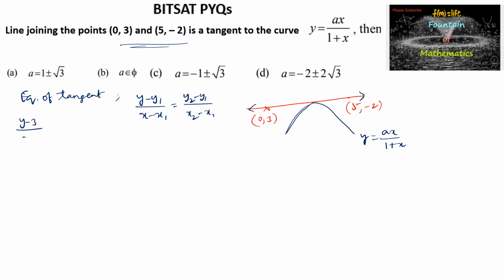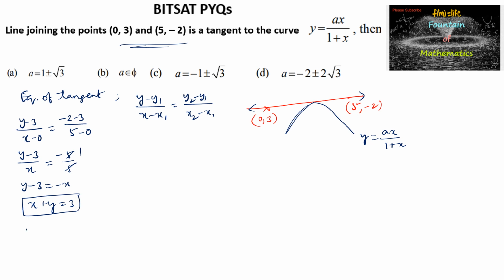y minus 3 upon x minus 0 is equal to y2 minus y1, that is minus 2 minus 3, upon x2 minus x1, that is 5 minus 0. So y minus 3 upon x is equal to minus 5 upon 5. So we can say y minus 3 is equal to negative x, or x plus y is equal to 3, or we can say y is equal to 3 minus x. So we got the equation of the tangent as x plus y is equal to 3.